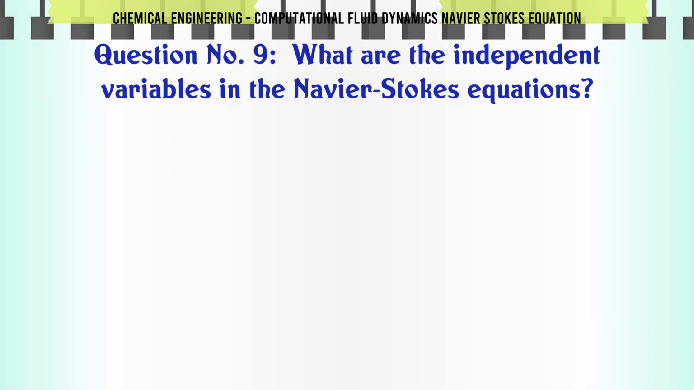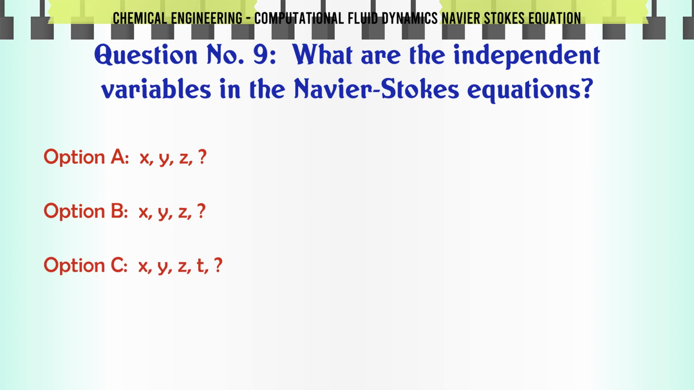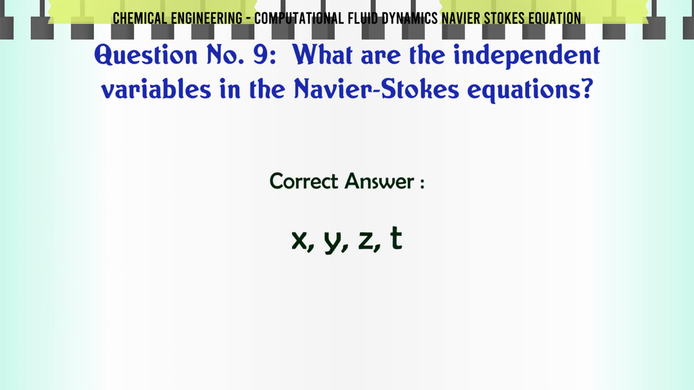What are the independent variables in the Navier Stokes equations? A: X, Y, Z. B: X, Y, Z. C: X, Y, Z, T. D: X, Y, Z, T. The correct answer is X, Y, Z, T.